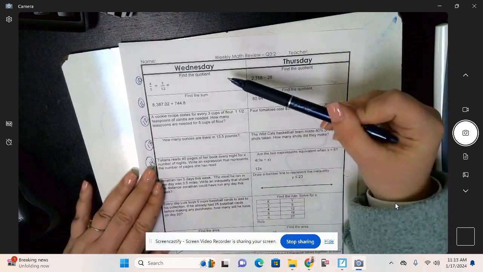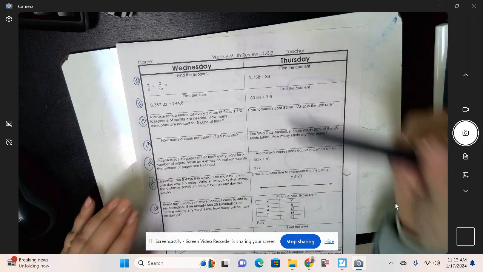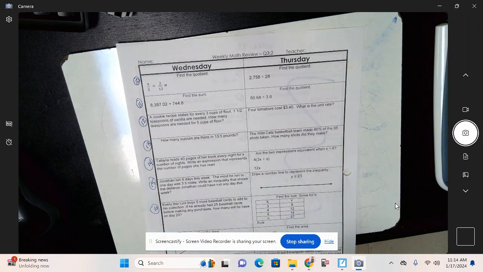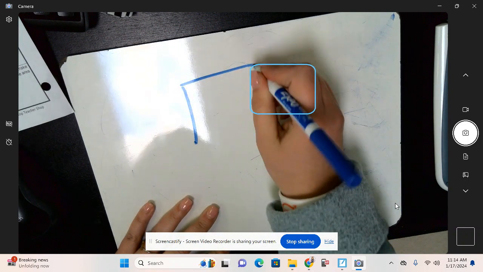Just like yesterday, I'm not going to do the first two with you because you should be able to plug those straight into the calculator. But looking at number 12, it says a cookie recipe states that for every 3 cups of flour, 1.5 teaspoons of vanilla are needed. How many teaspoons are needed for 5 cups of flour? And since we're comparing two different things, we're going to end up doing a ratio box. So we're going to draw a ratio box.